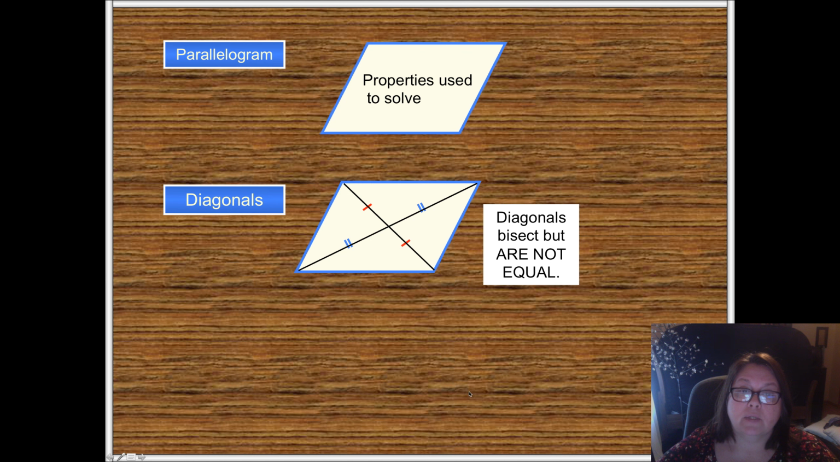Okay, so when I go to set up a problem with the diagonals, I can say that this side is equal to this one. I can say that this side is equal to this one. But this diagonal right here is not equal to this diagonal right here. All right, we do have to solve for them separately.